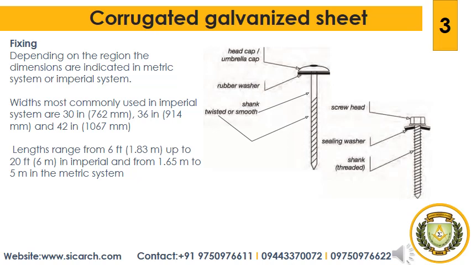The important measurements that define a CGI sheet are the dimensions of the sheet, the length and the width after corrugation, the thickness, and the corrugations. Depending on the region, the dimensions are indicated in metric or imperial system. Widths most commonly used in imperial system are 30 inches, 36 inches and 42 inches, and the length ranges from 6 feet up to 20 feet in imperial and from 1.6 meter to 5 meter in the metric system.